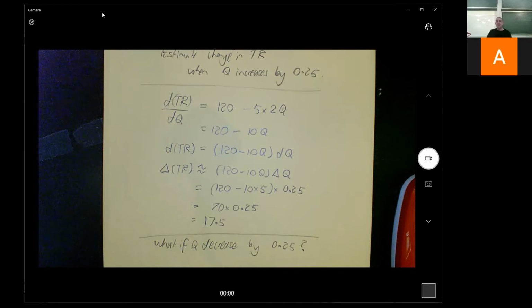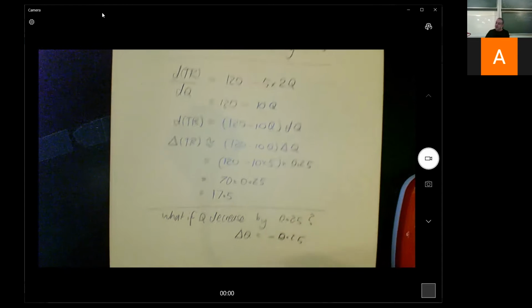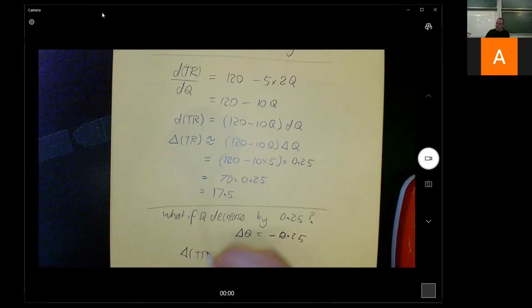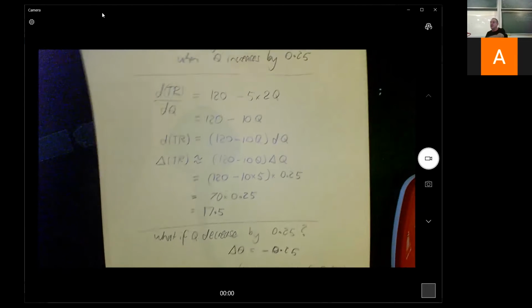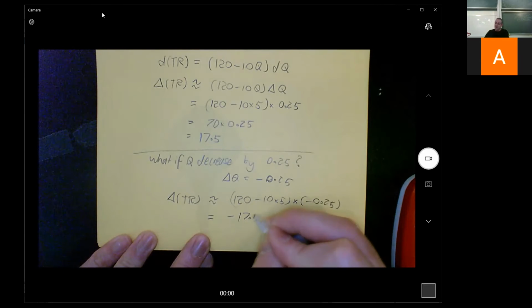And the correct opposite is a negative 2.5. So that's saying that the change in Q is actually down by 0.25. And so that means the change in TR would be approximately by minus 0.25. And so that's all going to work out to the exact same thing, but with a minus 17.5.